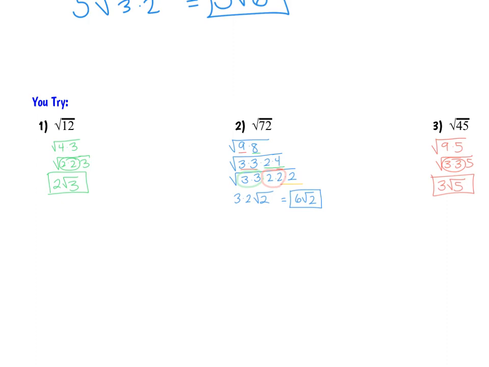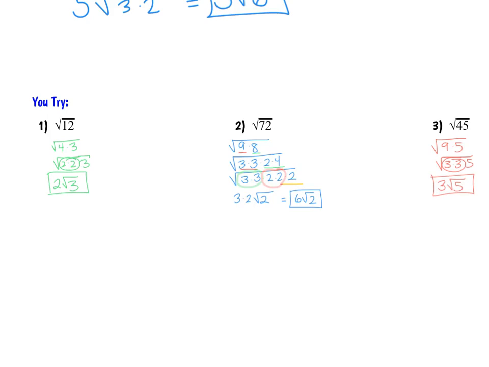So if you tried it out, number 1, you should have gotten 2 square root of 3. Number 2, you have 6 square root of 2. Just as a reminder, whenever you get two numbers that come out, they multiply together on the outside. It's not adding, it's multiplication. And for number 3, you should have gotten 3 square root of 5.